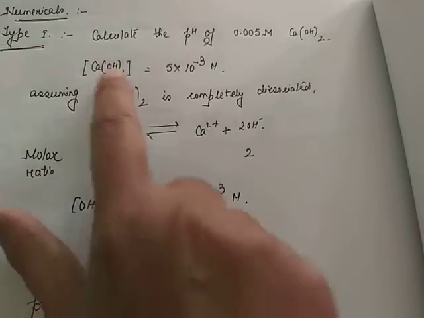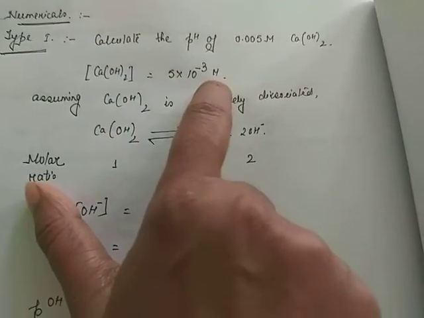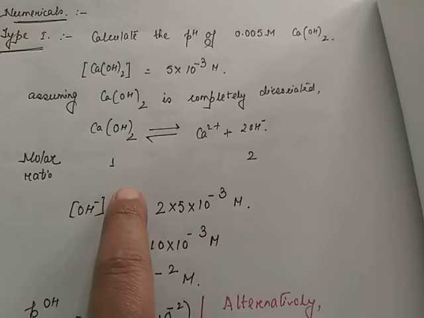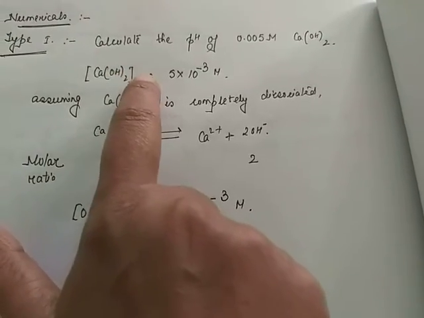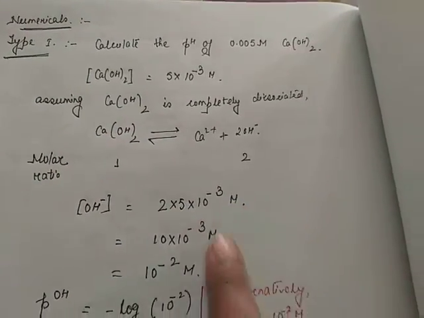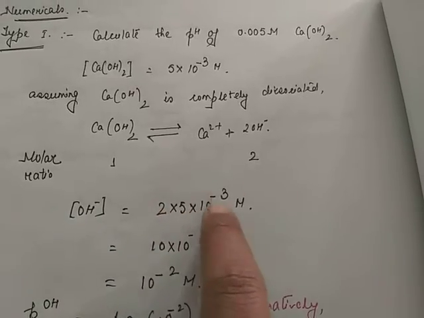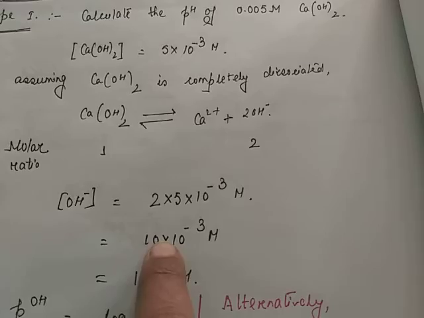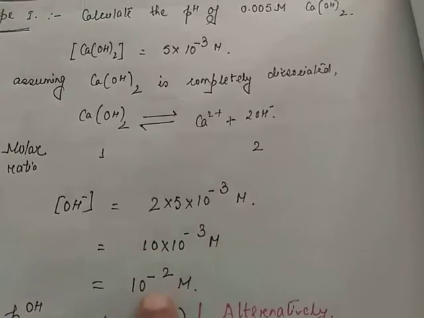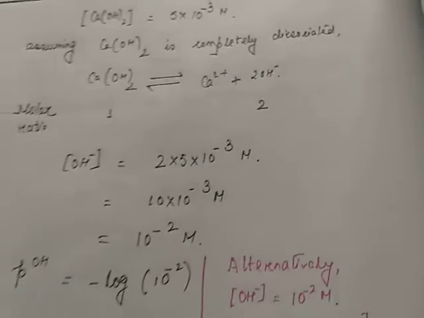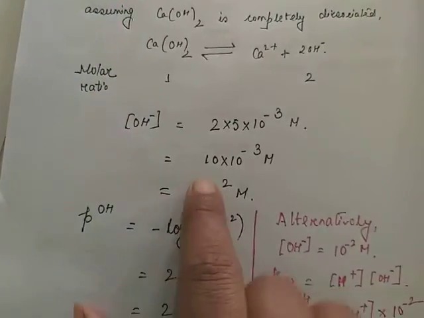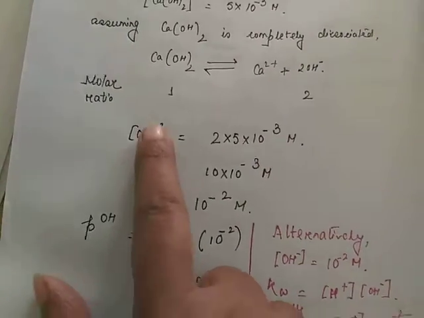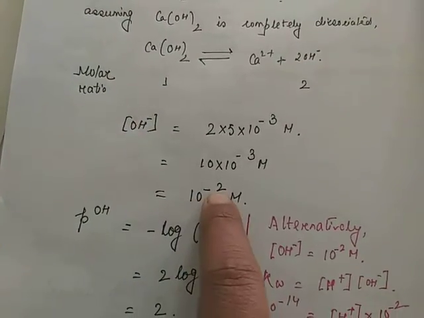So, whatever is the concentration of calcium hydroxide, in case of complete dissociation, the concentration of OH minus would be double that of the concentration of calcium hydroxide. So, it is 2 into 5 into 10 to the power minus 3 M. Therefore, it is equal to 10 into 10 to the power minus 3 M or 10 to the power minus 2 M. So the concentration of OH minus we got is 10 to the power minus 2.